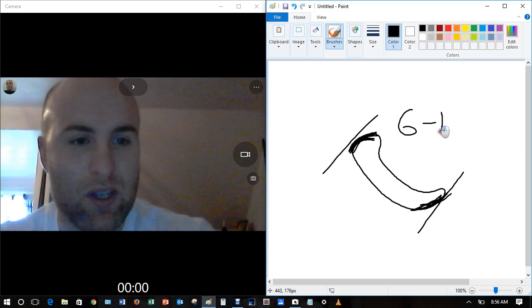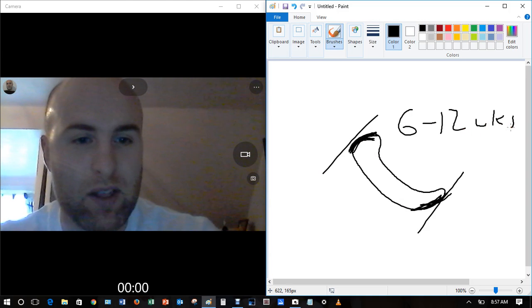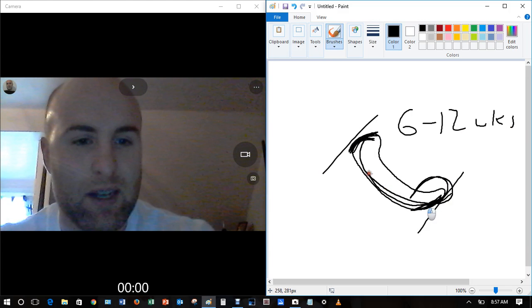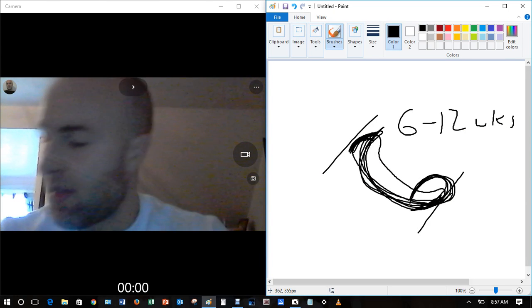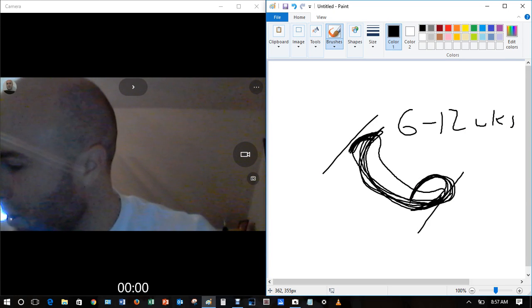And that's 6 to 12 weeks. Okay, so 6 to 12 weeks, and oddly enough, this kind of looks like a little 6. See that? Crown to rump. So 6 to 12 weeks is when you measure crown to rump length. And you do that with the ultrasound.